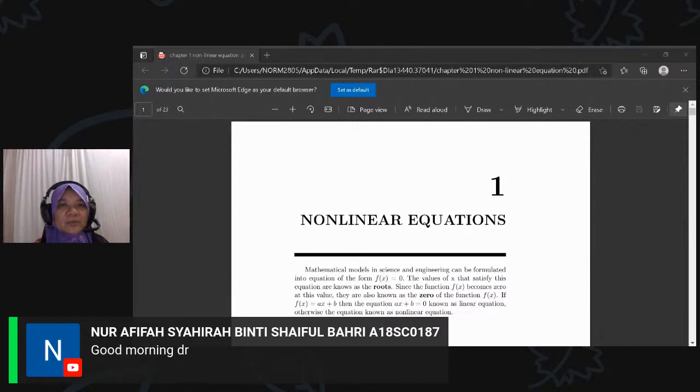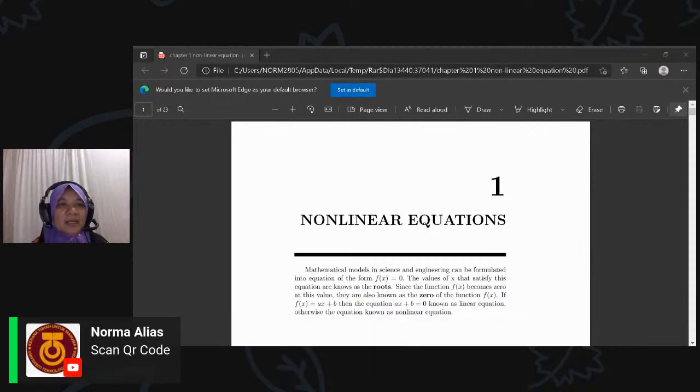Please go to your e-learning and find nonlinear equation chapter 1. I'm waiting for you. At the same time, please scan your QR code. When you scan the QR code at your Telegram, we are going to confirm your attendance toward the end of this class. There is some exercise where you need to post on time, before 9:30 this morning. I'm going to give you some task at the end of this class.